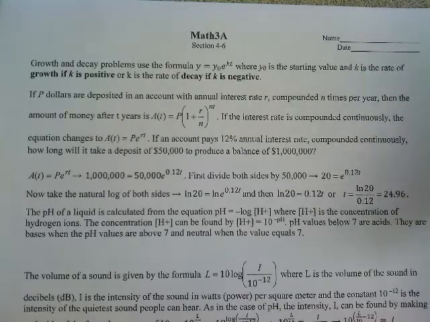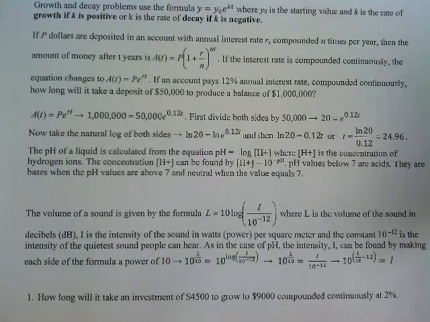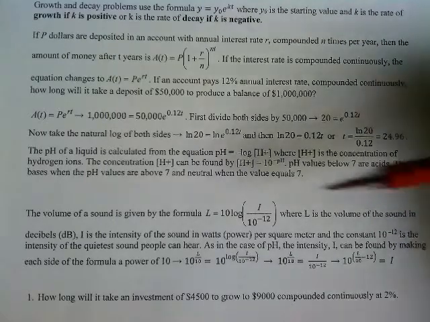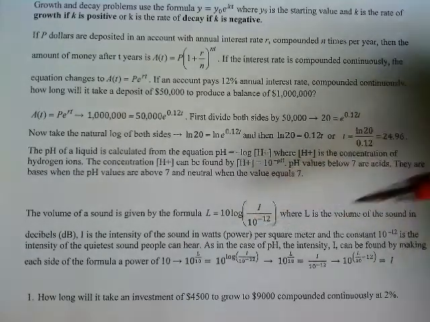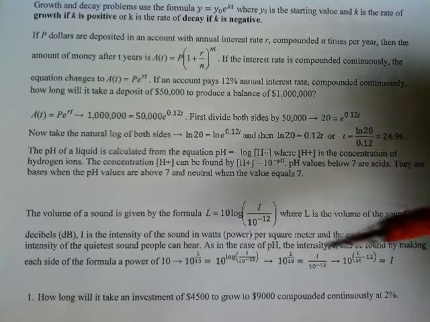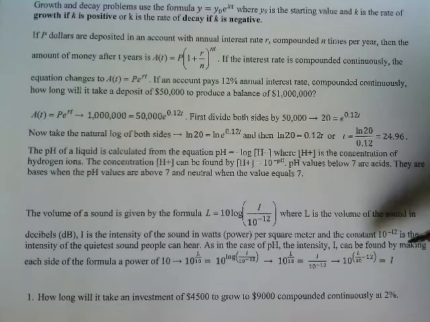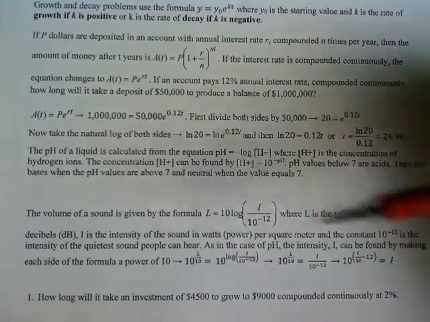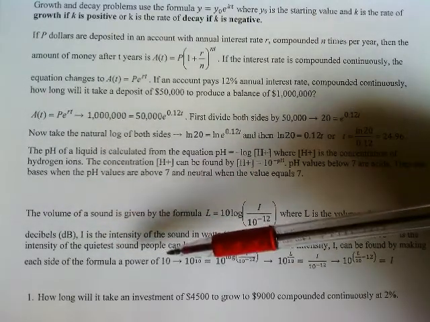Finally, we have a third example in which we're looking at the way the volume of sound is measured in decibels. Here, log, again, base 10, and then this is I over 10 to the minus 12. The I is the intensity of the sound, which is basically power per square meter, and then the 10 to the minus 12 is a constant that we use to measure the quietest sound that people can hear.